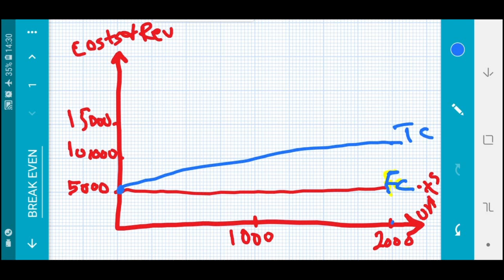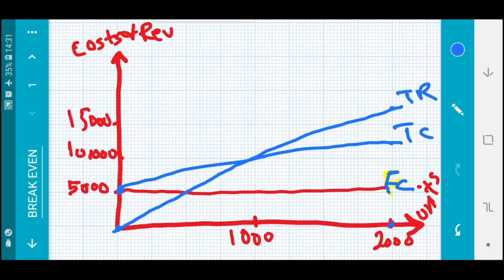And now there's still one line to draw, which is the total revenue. Of course, it will start from zero, because if we sell zero items, the revenue will be zero. And I know from the table that 2,000 units will give me 16,000. So let's assume it's here. So now I draw the line. Let's say the line should be like this. Okay, and we call it total revenue.